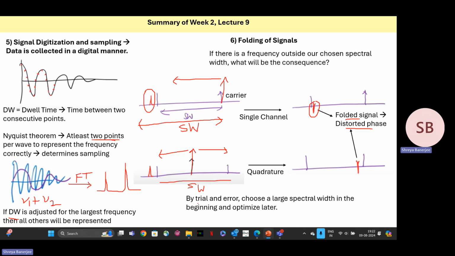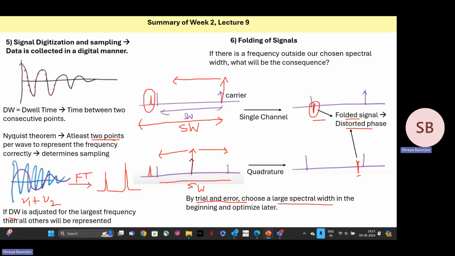So the NMR instrument operators do this by trial and error. The safest way is to choose a large enough spectral width in the beginning and then optimize it later. You can choose a large spectral width such that all the signals are included, and then slowly reduce the spectral width. And the moment you see this kind of negative signal or folded signal appearing, that means the spectral width needs to be larger.